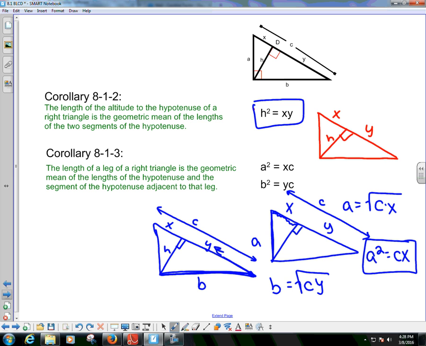That's ugly, so I'm going to square both sides, and that's going to give me b squared equals cy. So that's where these formulas come from. That's what I really want you to get down: corollaries 8-12 and 8-13, and then these two formulas that are boxed up in blue.